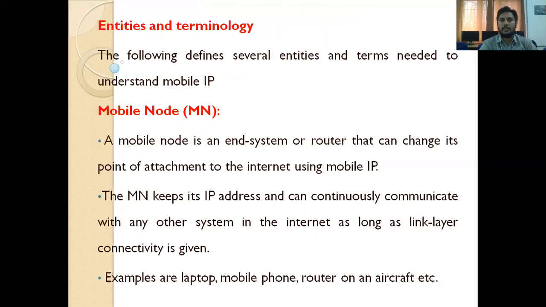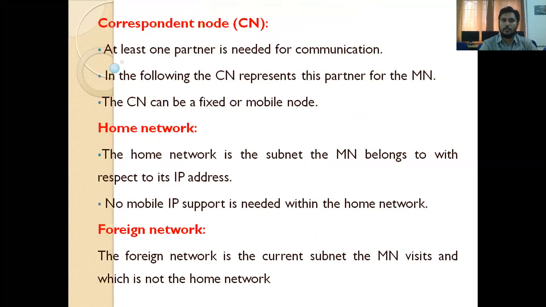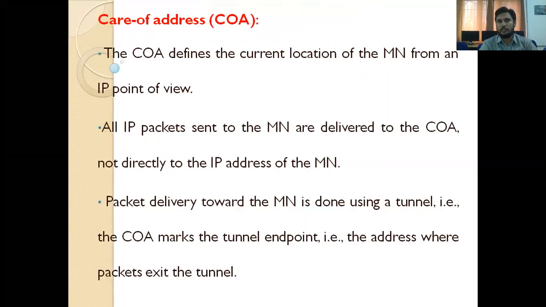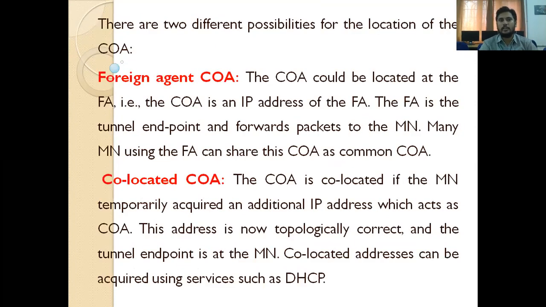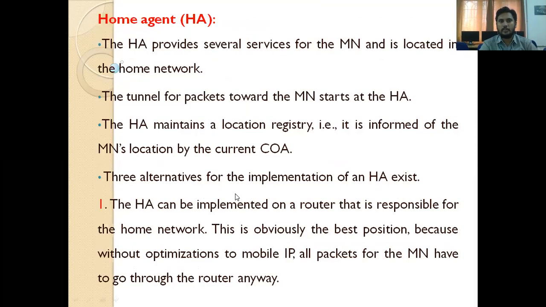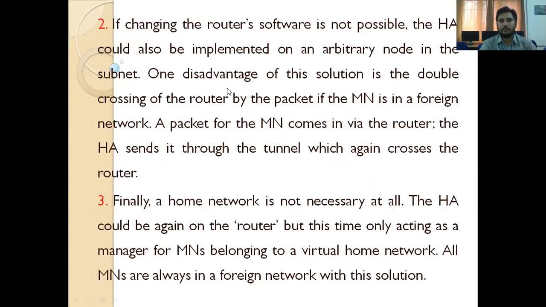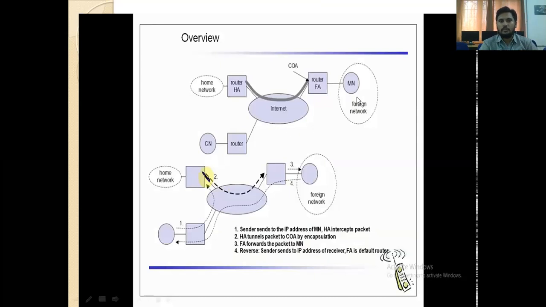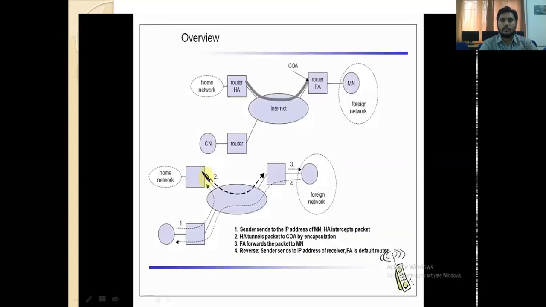And the different terminologies we discussed: mobile node, correspondent node, home network, foreign agent, care of address. There are two categories of care of address: foreign agent care of address and co-located care of address. And home agent. So this is the basic diagrammatic representation of data packet transmission that we covered in lecture number 1.